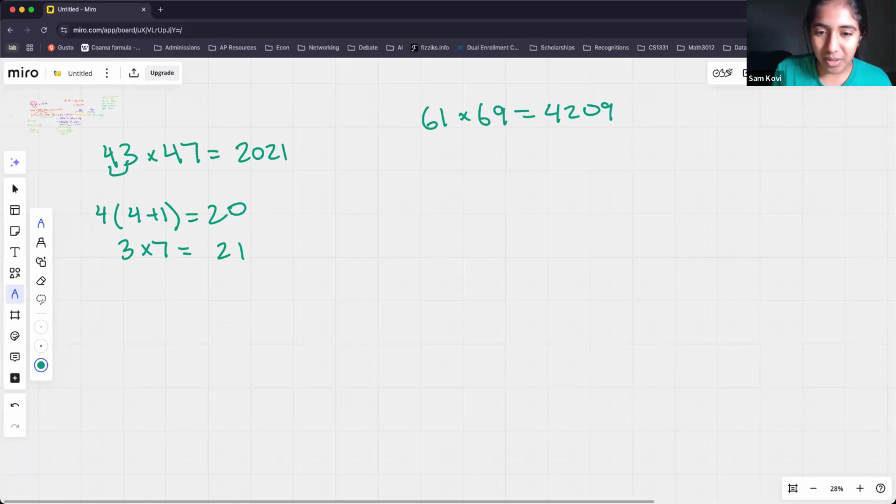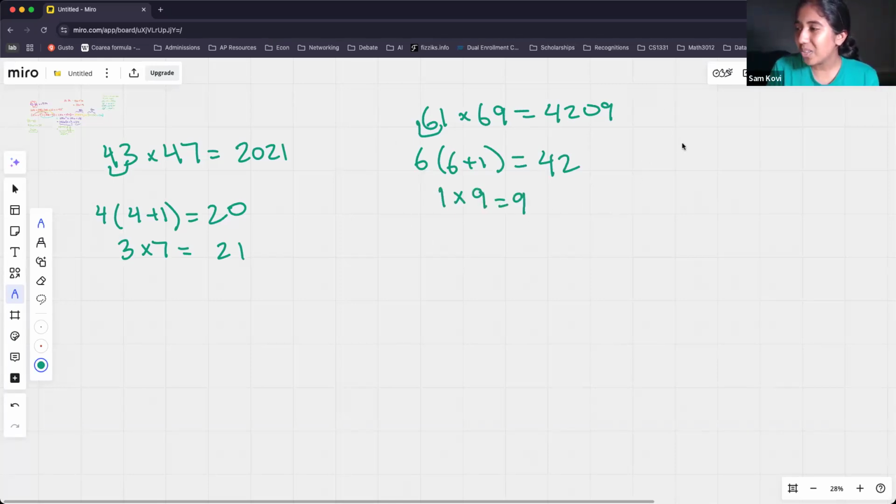Alrighty. So we have 61 times 69 is 4209, and I completely agree with that. This one is very interesting, and I like how a lot of you approached this. So first, this tens digit is 6, so we do 6 times 6 plus 1, which is equal to 42. And then we do 1 times 9, which is 9. But we don't just put these two numbers together like 429.